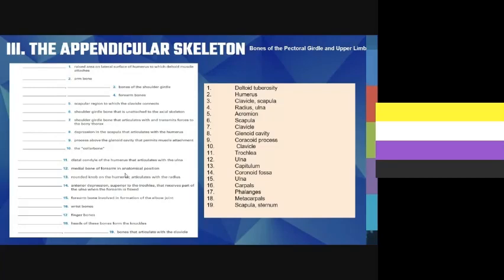16. Wrist bones. The answer is carpals. Next, 17. Finger bone. The answer is phalanges. 18. Heads of these bones form the knuckles. The answer is metacarpals. Lastly, number 19. Bones that articulate with the clavicle. The answer is scapula and sternum.